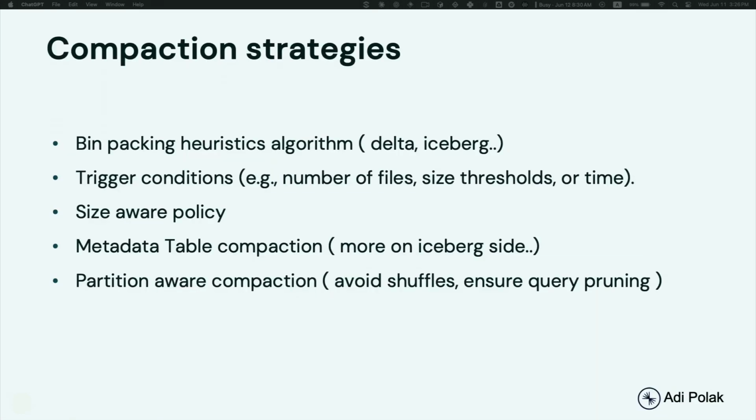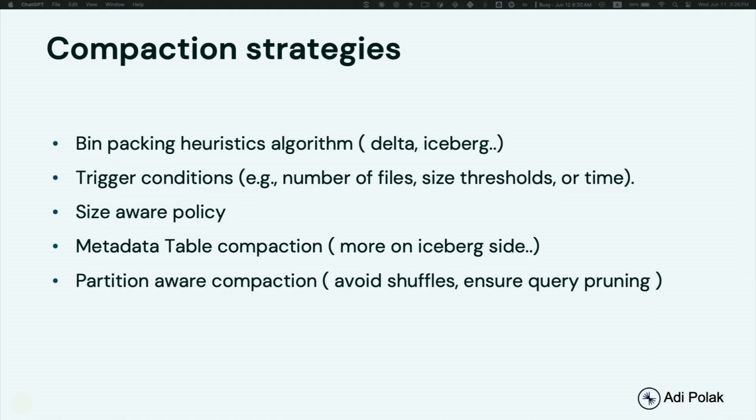So what are some of the strategies that we have for compaction? One of them that is highly used in the Delta and Iceberg world is the bin packing heuristic, essentially trying to combine files as efficiently as possible while honoring some constraints like size, schema, partition boundaries, and so on. So we'll try to respect those boundaries, but still bin pack them as much as possible.